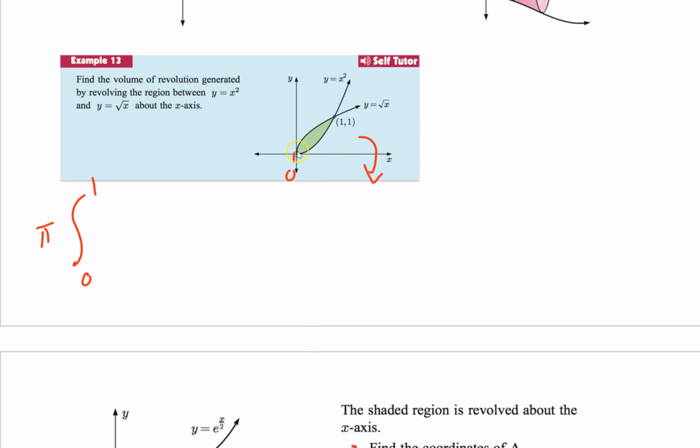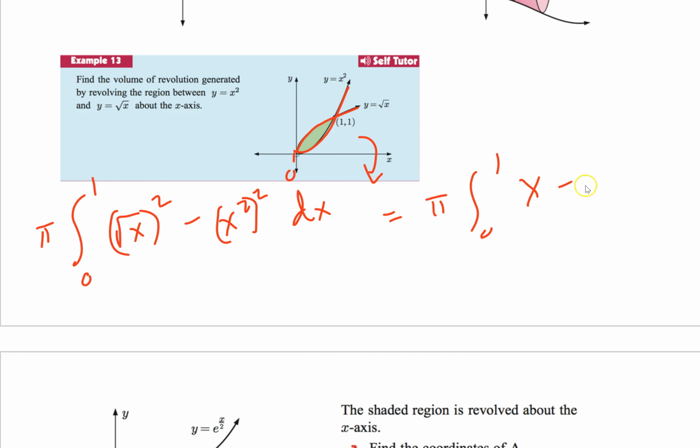Now the top equation is this one, so square root of x, minus the bottom equation, which is this one, x squared. Don't forget we're doing volume, so we have to square them afterwards. Right, so just set it up. Top squared minus bottom squared. So we can simplify that a bit. This is going to be x minus x to the 4th dx. Just doing some basic algebra.